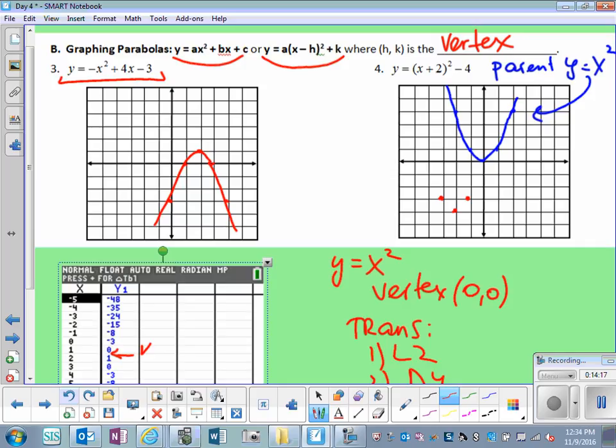Okay, so from 4, 4, I go 2, 1, 2, 3, 4. So the blue is the parent. You don't have to have it. No, I'm just doing transformation. So I start with the parent, and this is actually my parabola in red.